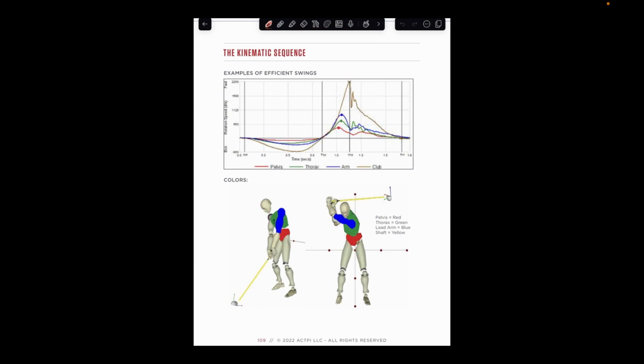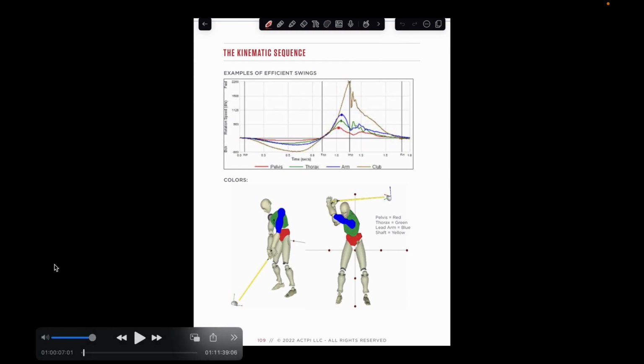If we look at this chart, we see that the red line is indicating the pelvis, the green, the thorax, blue, the arm, and then yellow, the club. What this is showing is that when these lines are below the zero line, that means we're rotating in a certain direction. In this case, that's the backswing. So we're rotating to the right, and when it's above the line, it means we're rotating to the left. So right here's the top of the backswing. This is setup, and here is the backswing.